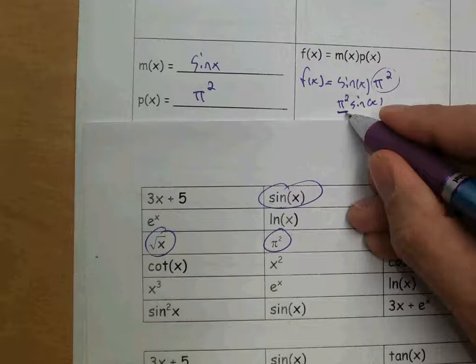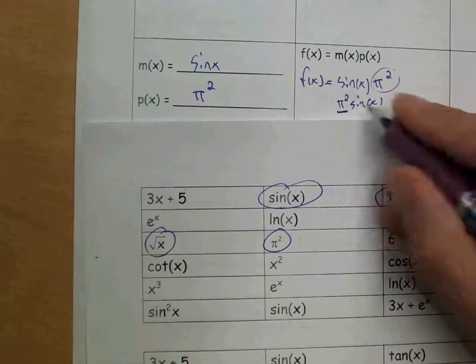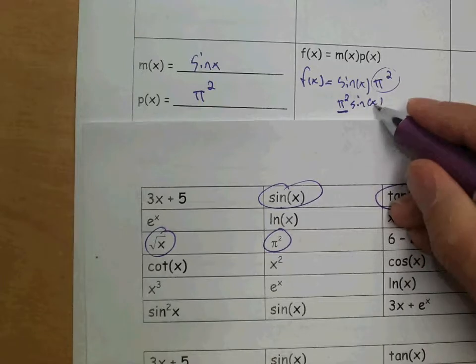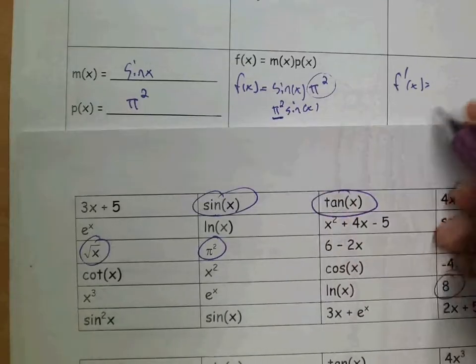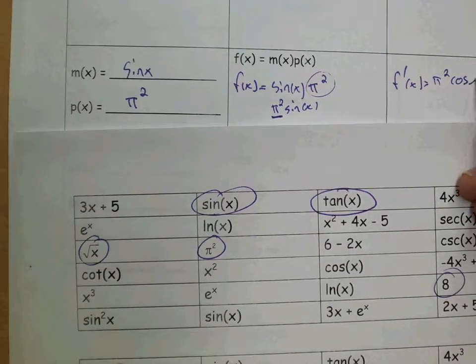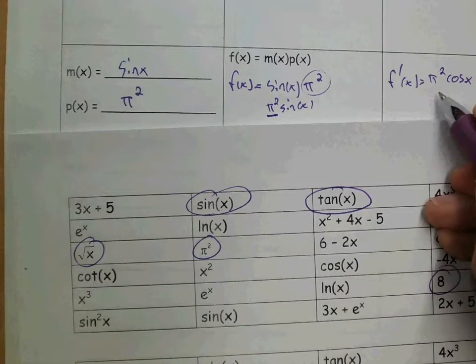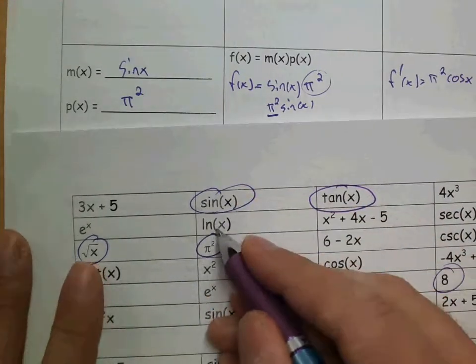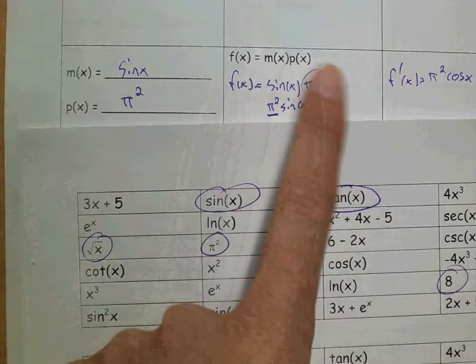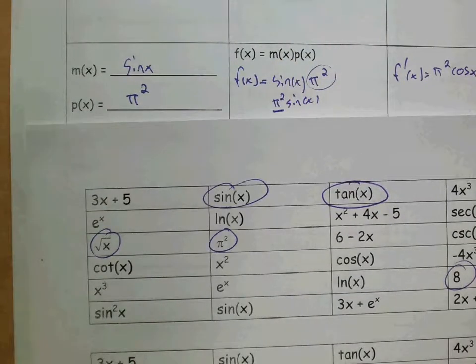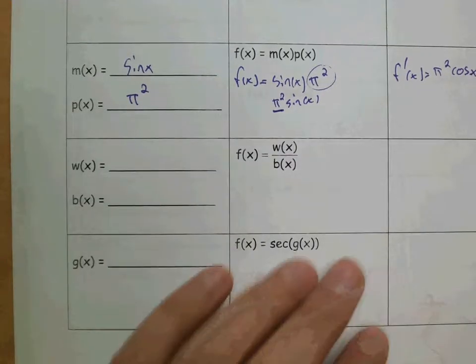This is a constant function, and so the derivative when you have a constant function times a function is the constant multiple rule. So this is just f prime of x equals the derivative of pi squared sine of x, which is just pi squared cosine of x. When there's a constant multiple, we just leave it there and put the cosine in front. Now, if I had chosen natural log of x instead of pi squared, then when I do this product, I couldn't use the constant multiple rule. I would have to use the product rule.